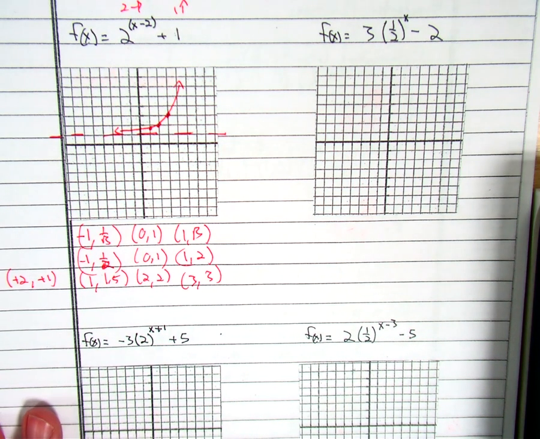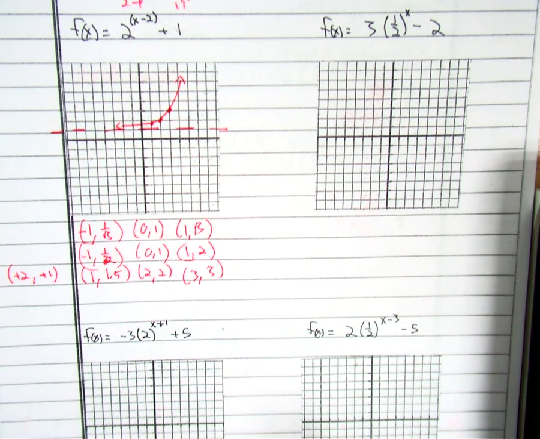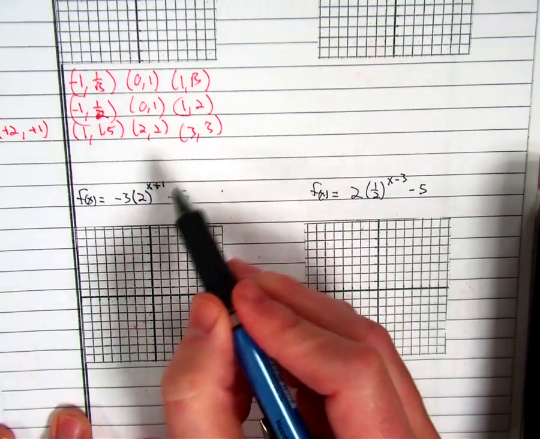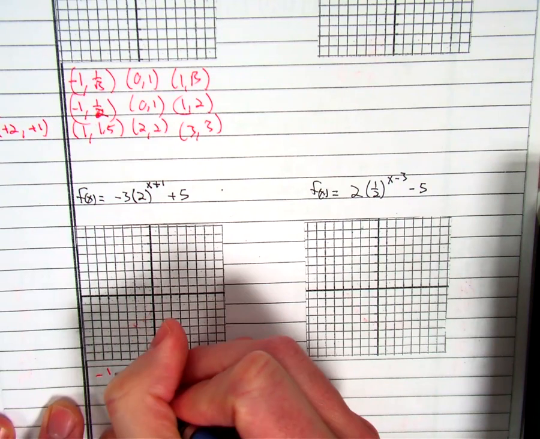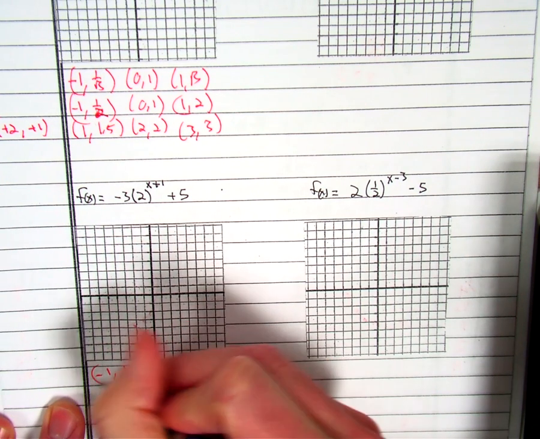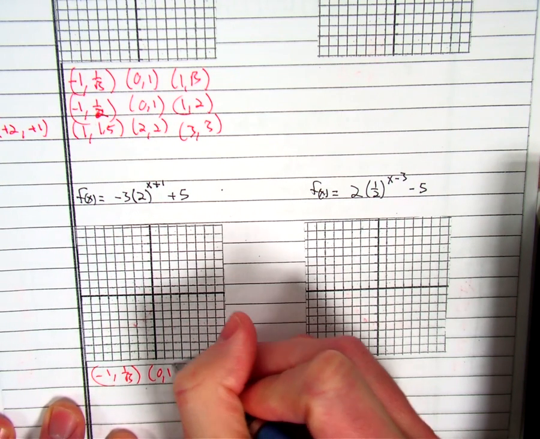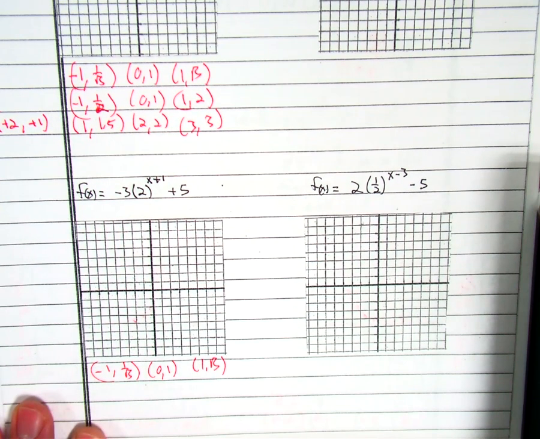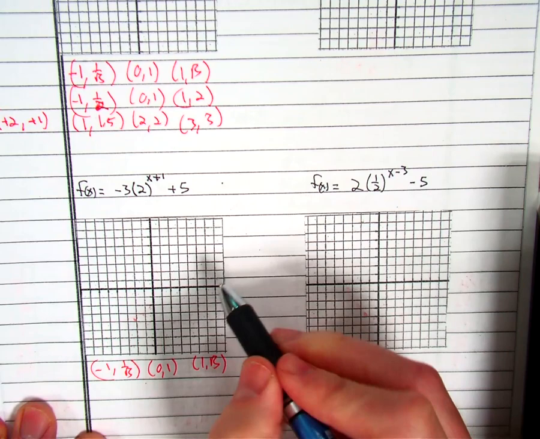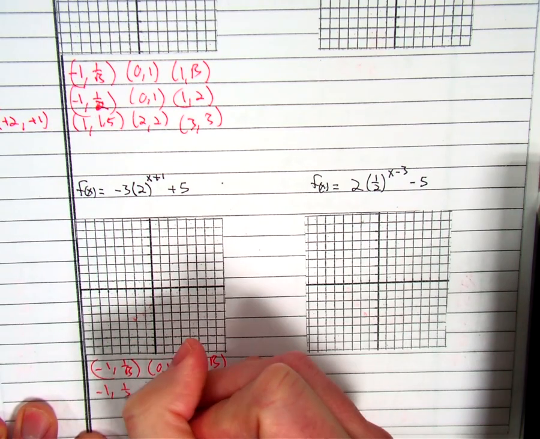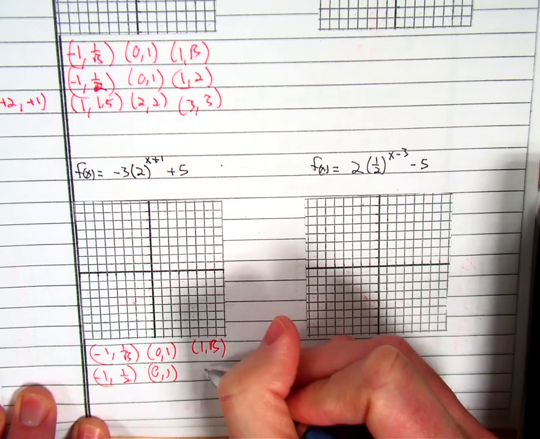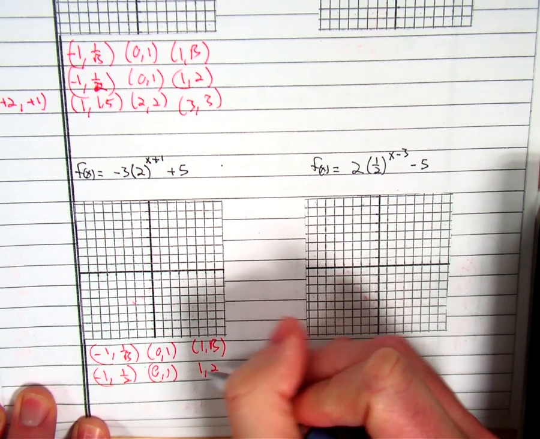Let's see one with a multiplier. Okay, let's come down here. So we still have negative 1, comma 1 over b, 0, comma 1, and 1, comma b. Alright, so we have negative 1, comma 1 over 2, 0, comma 1, 1, comma 2.